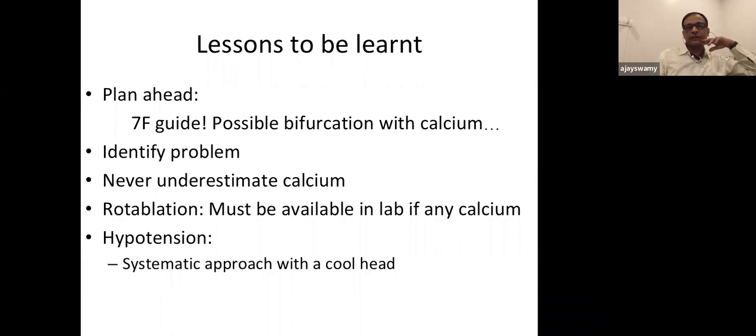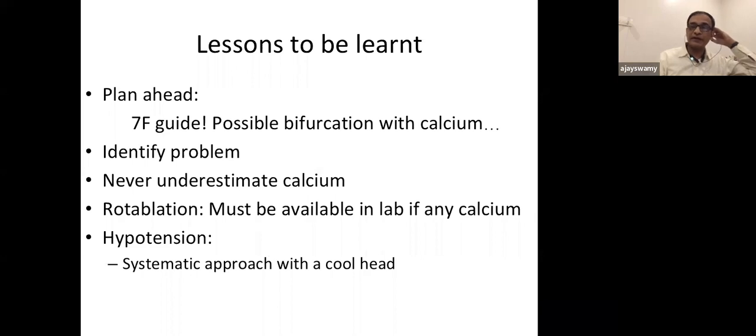So the lessons to be learned: the important thing is to plan ahead. Even if one is doing a left main, wherever possible, take a 7 French guide. Wherever possible with calcium, always have a 7 French guide. Identify the problem. Never underestimate the calcium. The combination of calcium with a bend can sometimes make one's life very miserable.